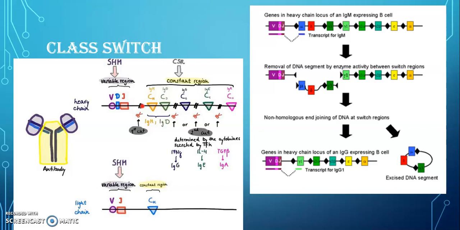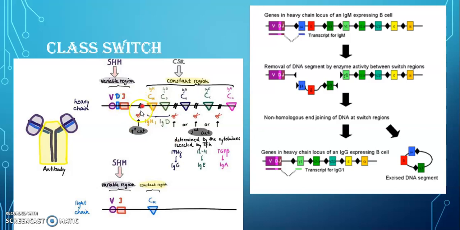So this is where your second cut occurs. The second cut right here determines what type of antibody it's going to be, so what isotype it's going to be. If you had a lot of TGF beta present, you would cut right here and that would form IgA. So it would change from IgM to IgA.